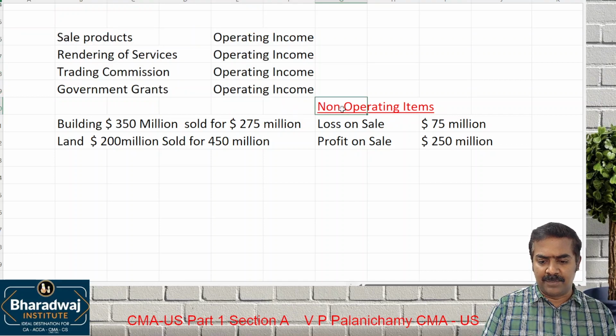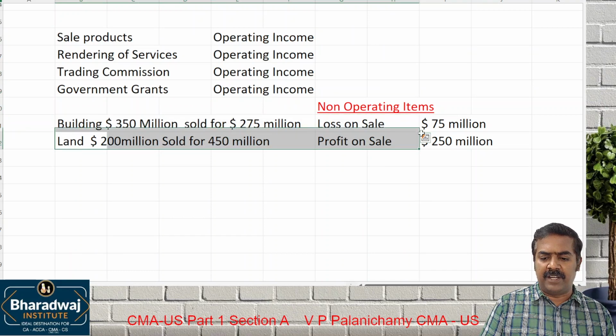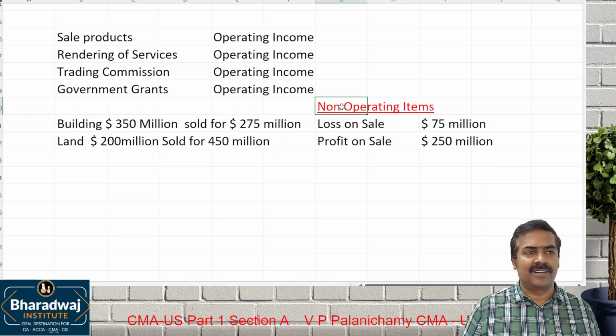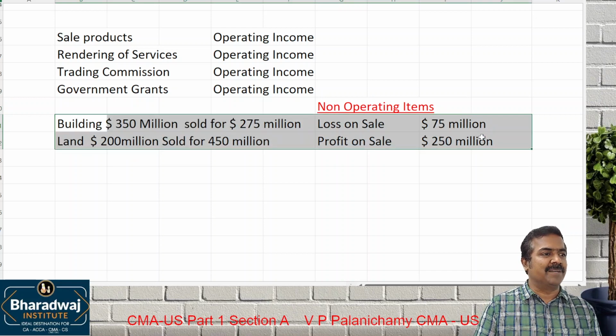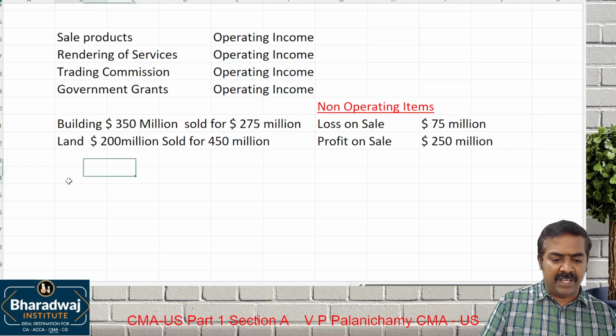Operating incomes. And if you sell your company's building for a loss, and the company's land for a profit, is it connected to your main business? What is your business? Electronic goods. Is buying and selling buildings connected to the electronics business? No. So simple. Please you have to understand.